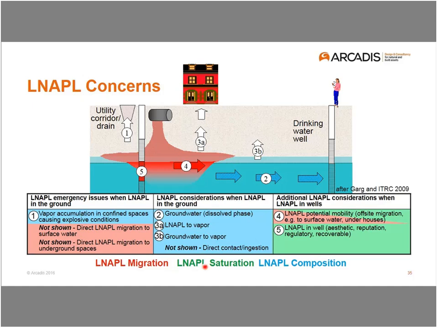Then we've got LNAPL saturation concerns, and that's where, back here in the NAPL zone, we want to reduce the saturation of the NAPL, reduce the mass of the NAPL. And finally, there are the LNAPL composition concerns. Those are the concerns that the LNAPL is an ongoing source to groundwater or soil vapor.